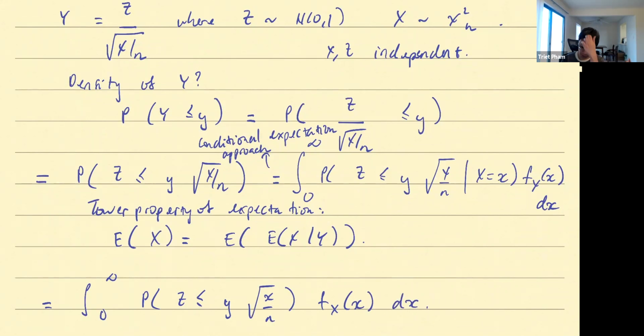All right, like that. Where of course, again, this is the density of a chi-square. This is the CDF of the standard normal. So what I'm saying is the CDF of the t distribution is the integral of the CDF of a standard normal times a chi-square density, and integrate out. Any question?